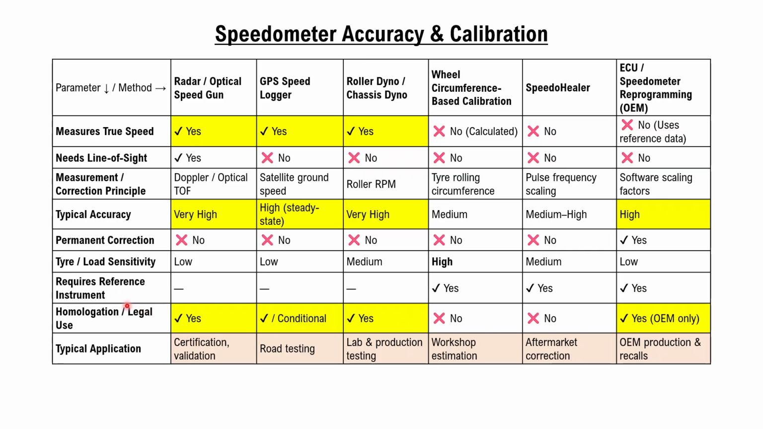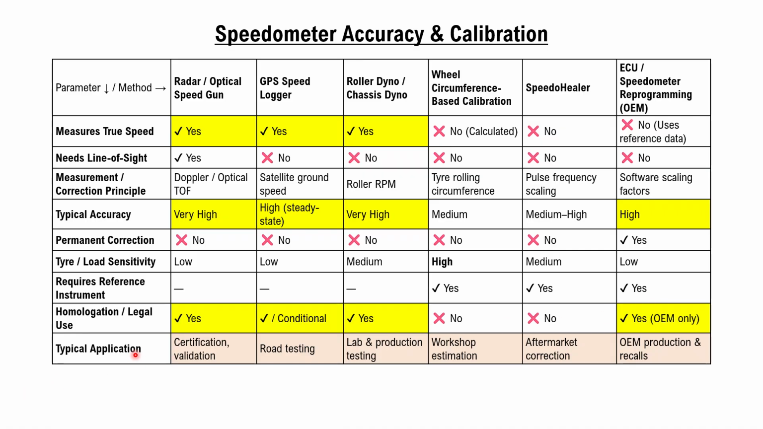Its legal use. Radar optical speed gun, yes, it's applicable for legal use. GPS speed, it is conditional. Roller dynamometer method, yes, it is acceptable. Wheel circumference is not acceptable. Speedo Healer is not acceptable. And ECU, it is OEM. For OEM, yes, it is acceptable.